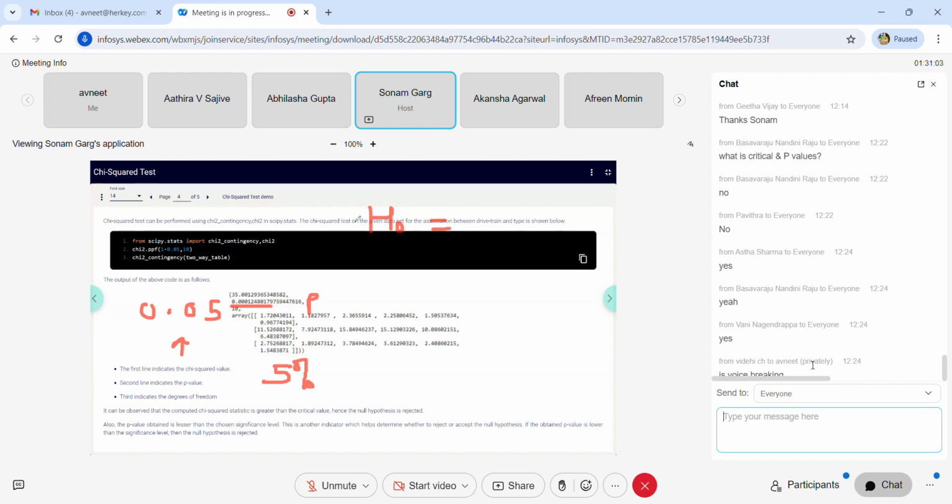What did I assume in my null hypothesis in the chi-square test? That both the variables, both the attributes, were independent. This is what we assumed. So a lesser value of the p statistic tells us to reject the null hypothesis. You see, graphically, if I have to tell you, maybe this will help you.